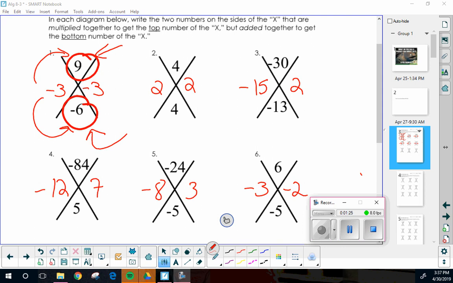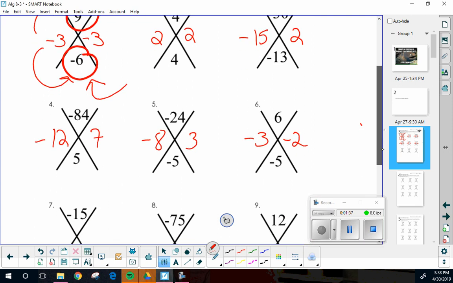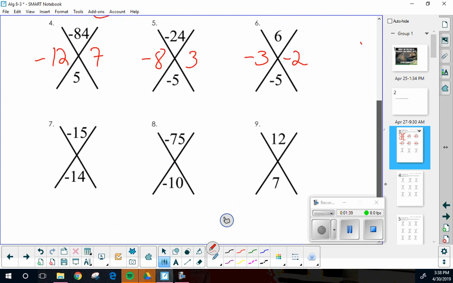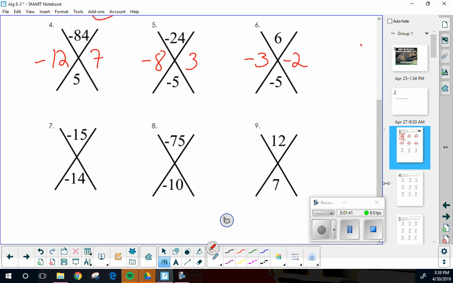Okay, so these are the answers. You can see that on number 3, it's -15 and 2, because -15 times 2 is -30. -15 plus 2 is -13. And then on the second row, -12 and 7 works for this one. -8 and 3 works for that one. -3 and -2 works for this one.